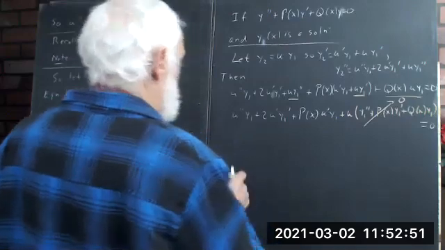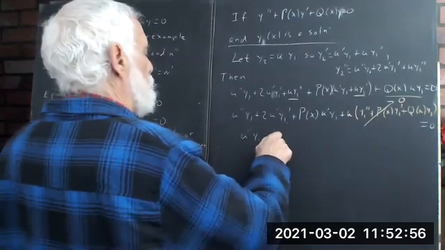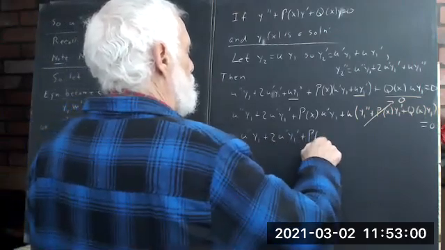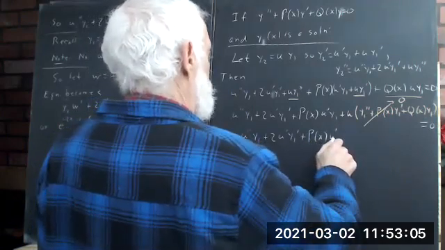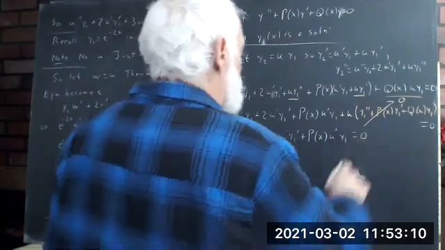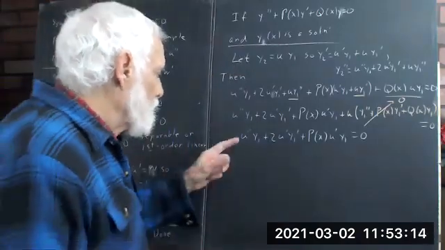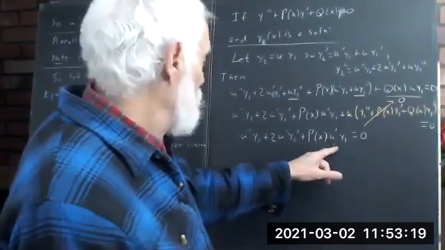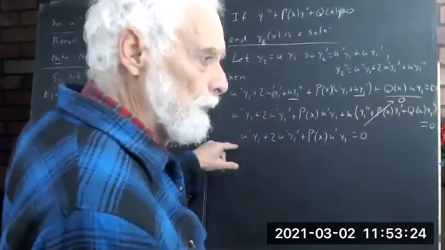And you're left with u double prime y1 plus 2u prime y1 prime plus p of x u prime y1 equals 0. This is the differential equation again in u prime and u double prime.